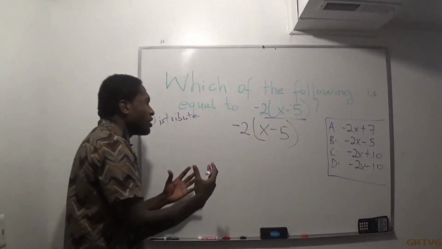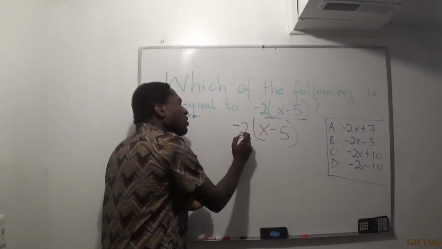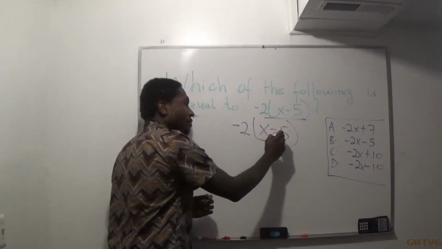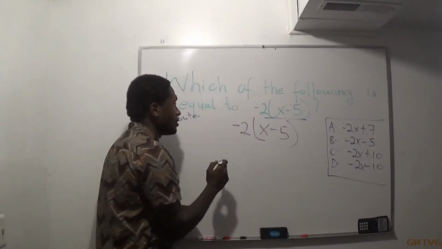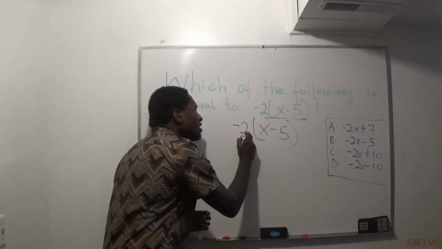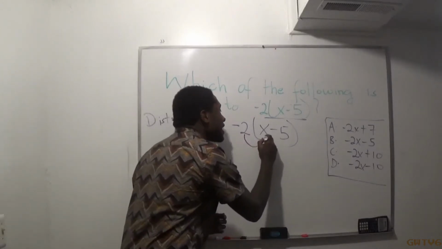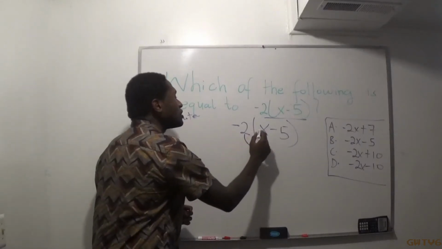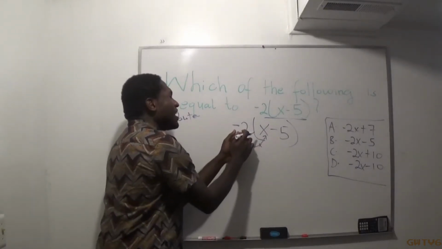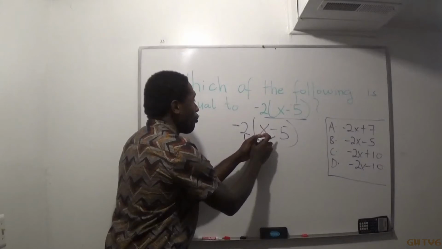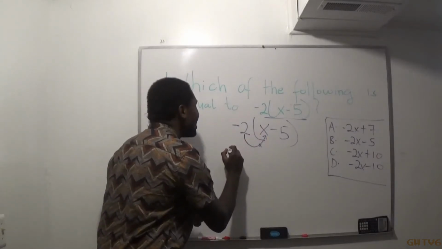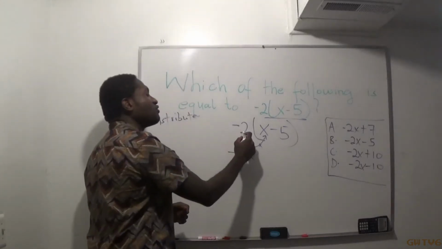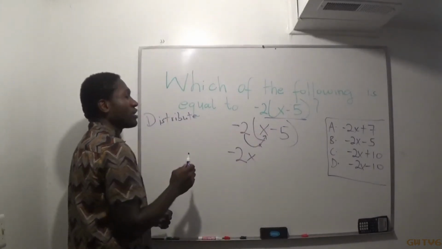And when you distribute, this is what you do. You take what you have outside and multiply by each term inside the parentheses. So you're going to do -2 times x. When you multiply a number times a variable, the answer will always be the number with the variable. So -2 times x is -2x.